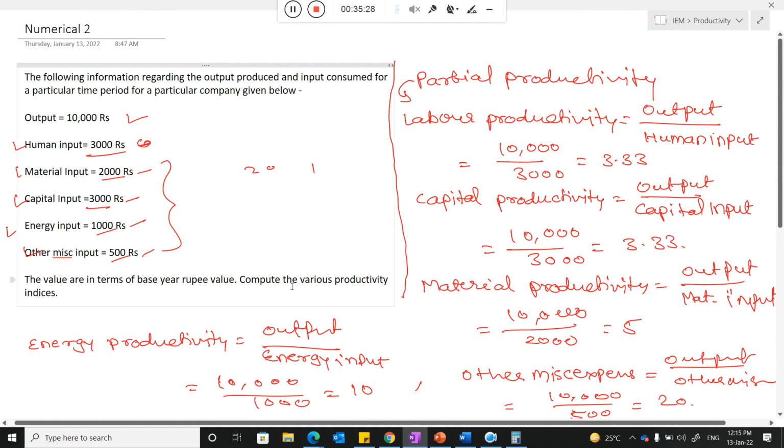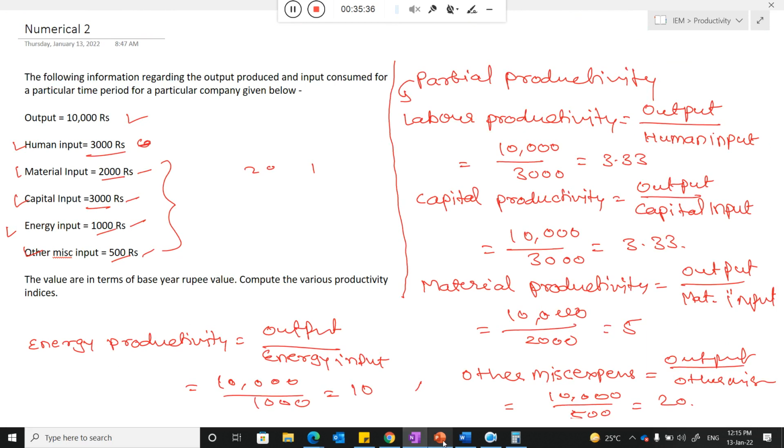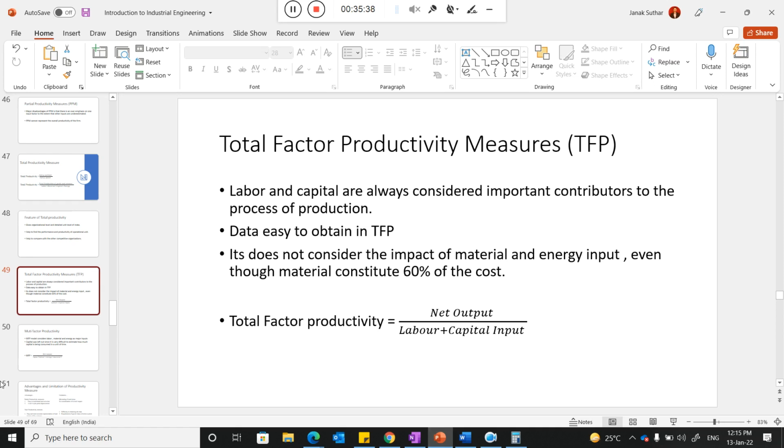Actually, the question here is asking to compute the various productivity indices, which is already the partial productivity. But I tried to explain so you will understand in a practical manner.